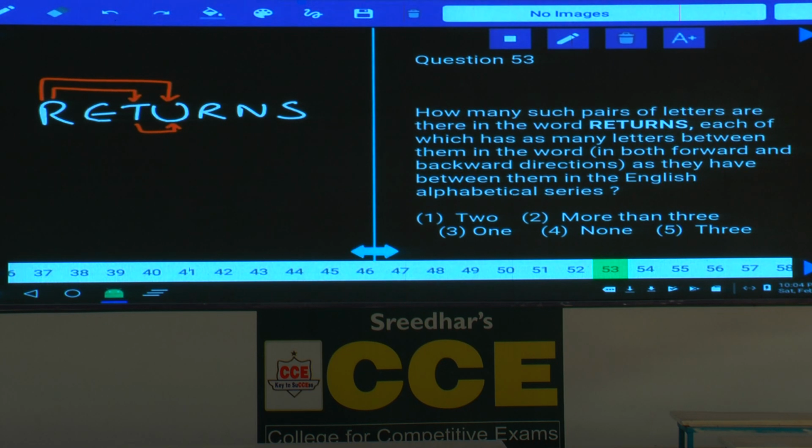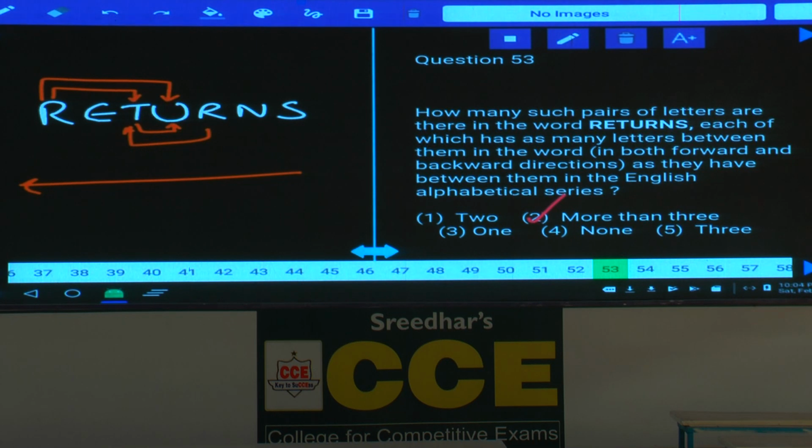Then in the reverse, from the right hand side starting from S, T, U, V, W, X, Y, N, O, P, Q, R, S, R, S, T. Now in the reverse also between R, S, T, there is only 1. How many do we have? As of now we got 4. Then what is the choice? More than 3. No need to check out the remaining as well because more than 3, that is the only choice we are having. Choice 2 is the answer.